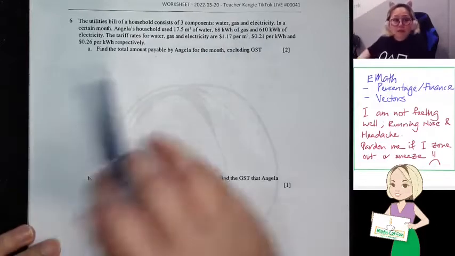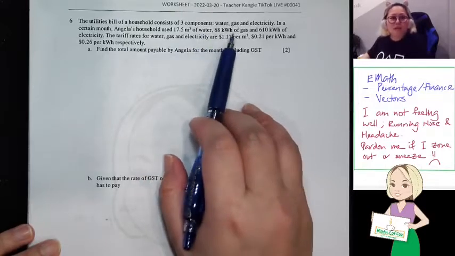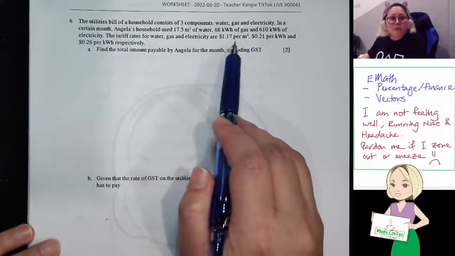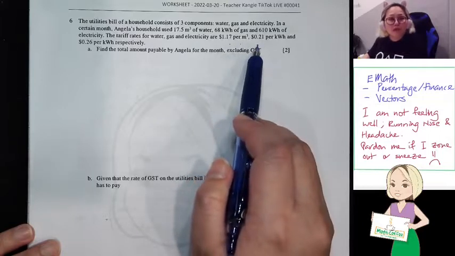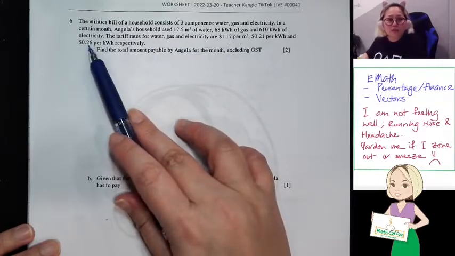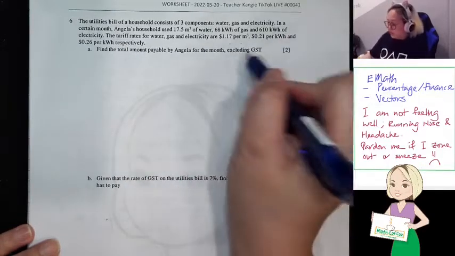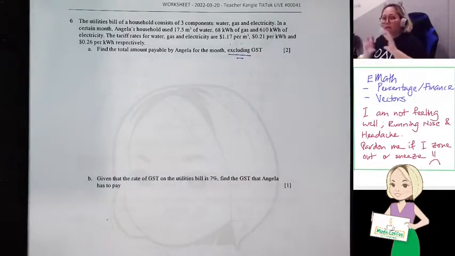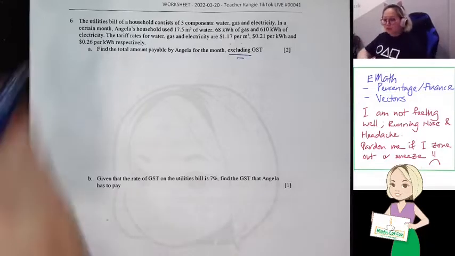So in a certain month, the household used 17.5 meter cube of water, 68 of the gas, and 610 for the electricity. They tell you the rate: $1.17 per meter cube for the water, 0.21 for the gas, and 0.26 for the electricity. They ask you to find the total amount payable for the month excluding GST. GST, you only calculate after you add everything together, then you calculate the GST amount from the last number. So for now, we calculate the amount payable without the GST. So it's pretty easy.